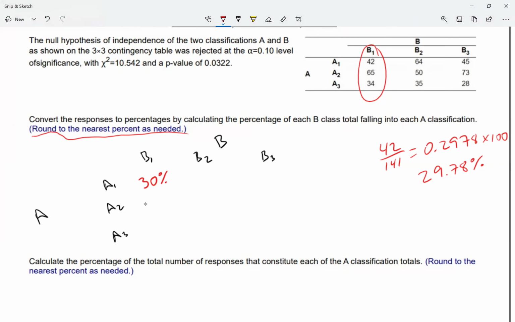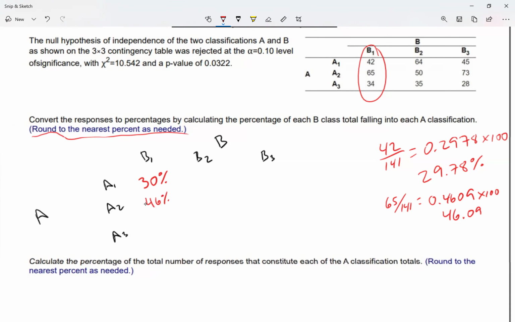Okay, so for the second one, like I said, I'm just looking at the first column. For the second row, so for A2B1, basically I'm looking at this space. I know in my table I had 65. I'm going to divide this by 141. 65 divided by 141 gives me 0.4609. Multiply this by 100 to convert this to a percentage, and it gives me 46.09%. So I'm going to call this 46%.